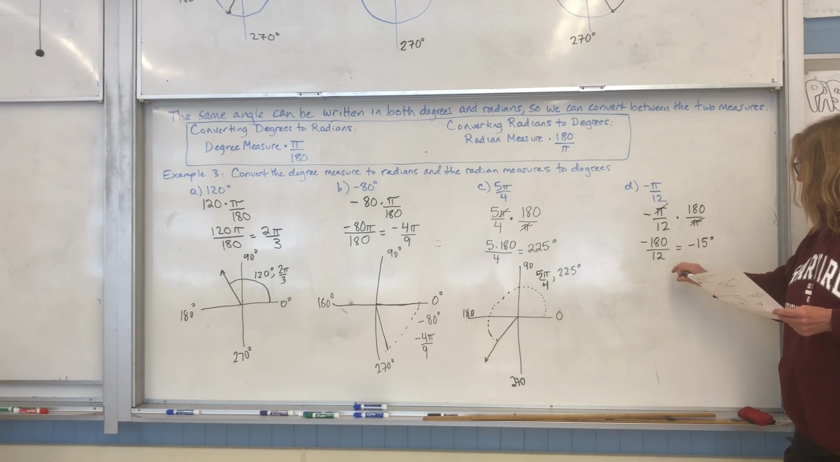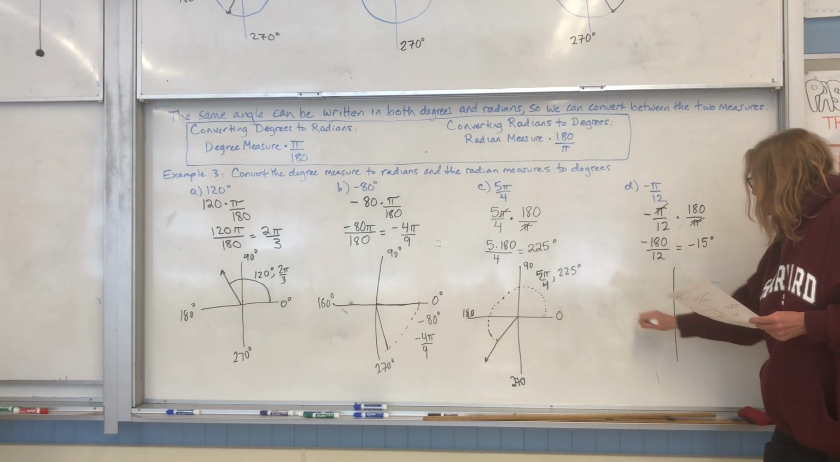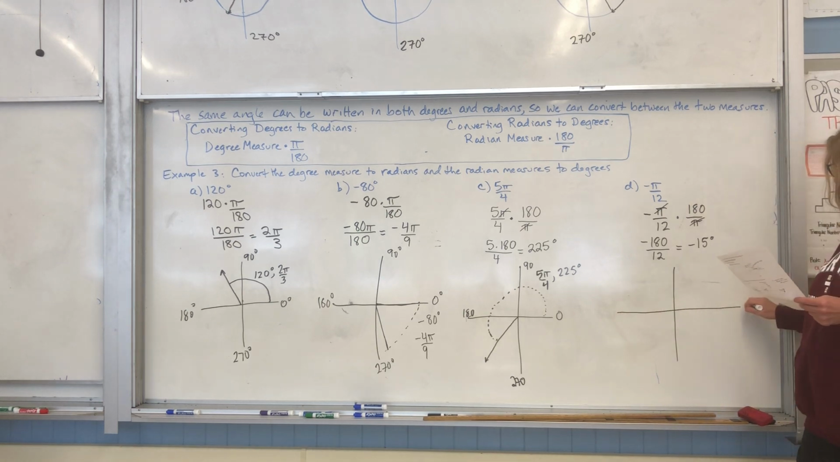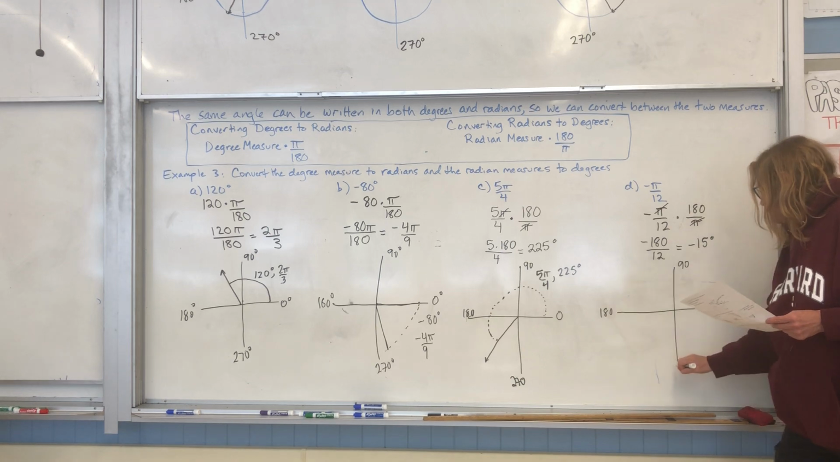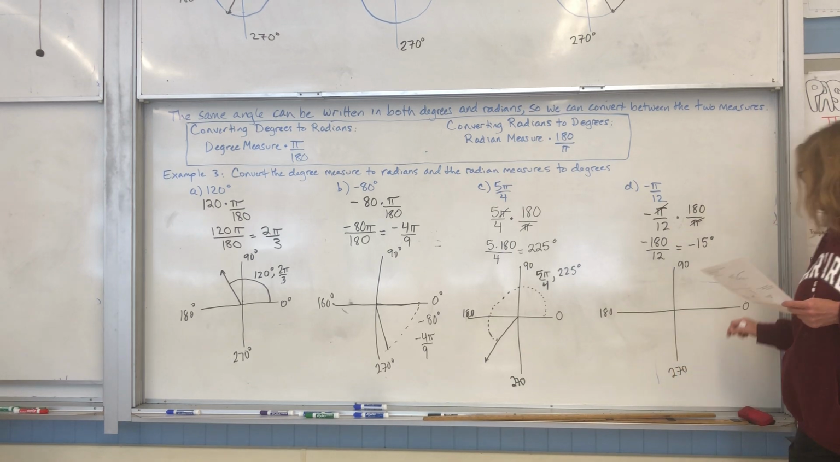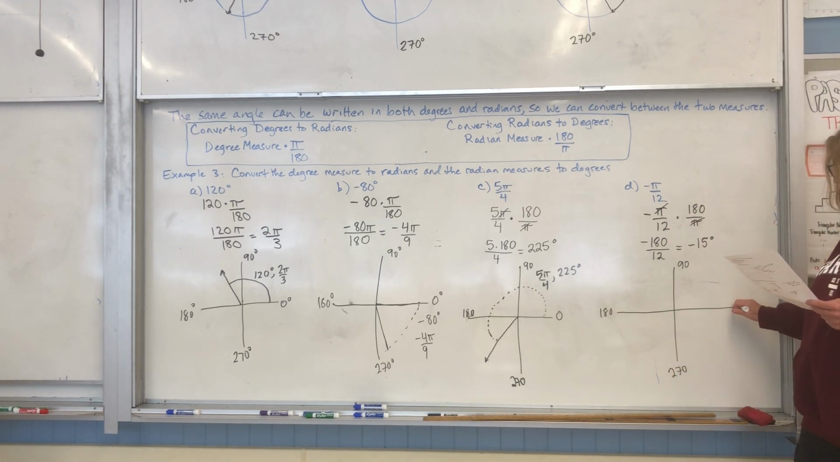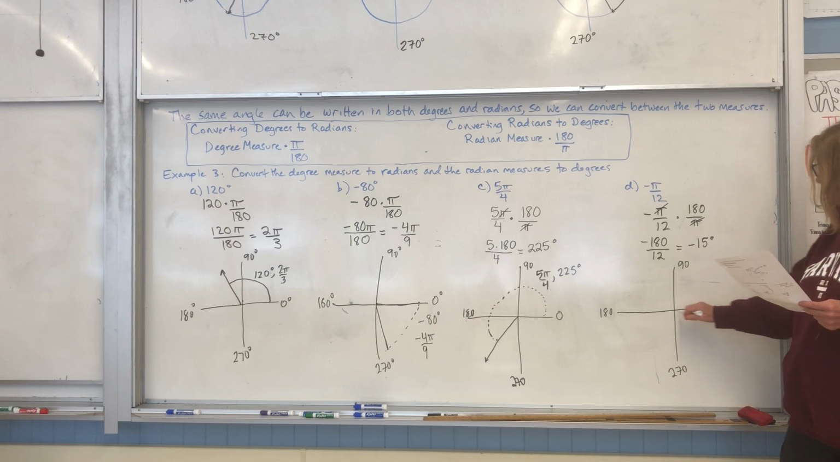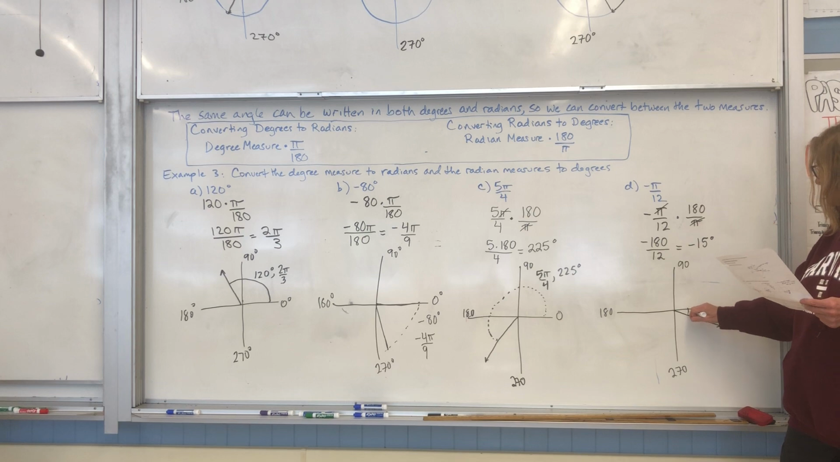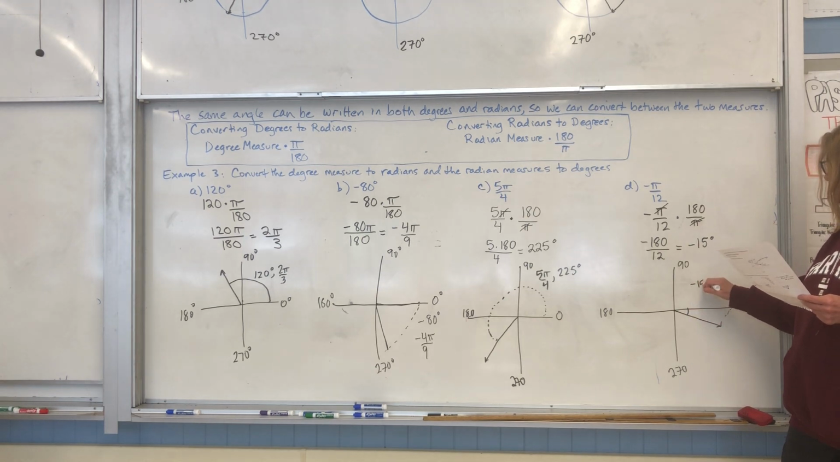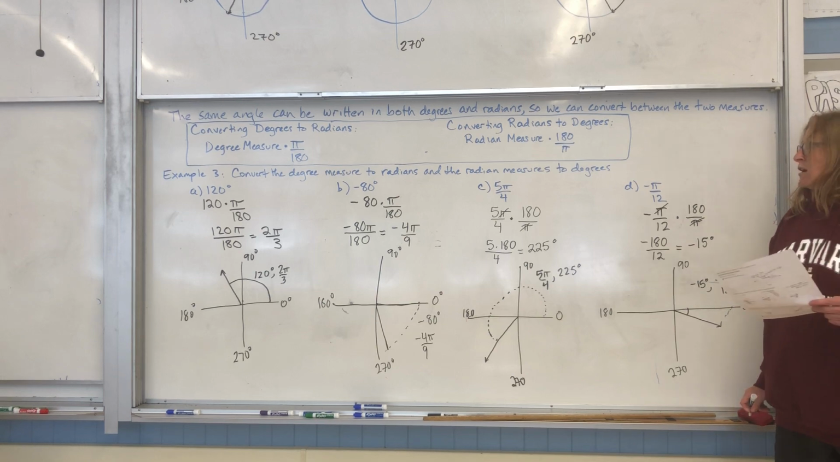Okay? Sketch it for good measure here. 0, 90, 180, 270. Okay, negative 15 degrees means I'm going to go down, start at my terminal side, and I'm going to go down 15 degrees. Right, so I can think of this as negative 15 degrees, or I can think of it as negative pi over 12 radians.